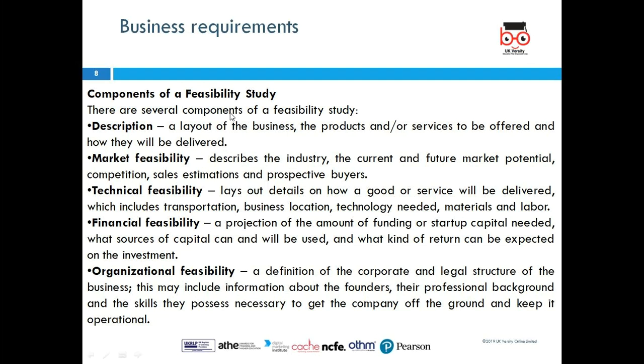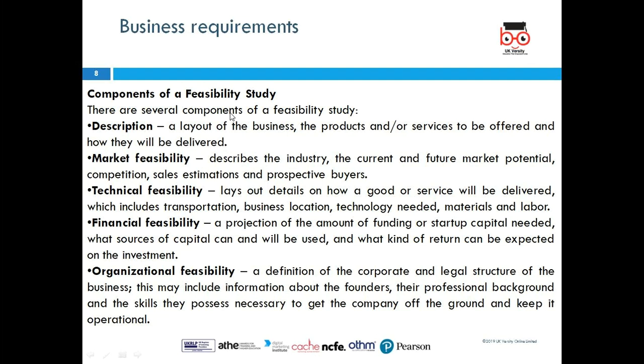Then the market feasibility describes the industry, the current and future market, potential competition, sales estimates, and prospective buyers. You look at the market, look at the technical feasibility, whether it is technically sound or not. Look at the financial feasibility, whether the project can be completed within the available funding or not. Makes sense? Organizational feasibility, a definition of the corporate and legal structure of the business.